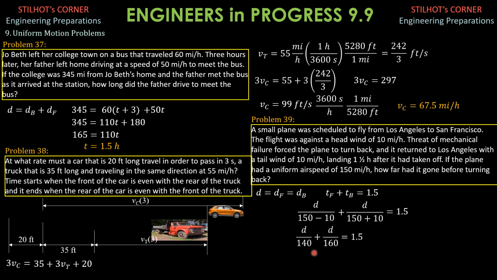So actually, we can compute this using your calculator. With your calculator, you have to type 1.5 divided by the quantity 1 over 140 plus 1 over 160. So that's the distance. And the distance is equal to 112 miles.